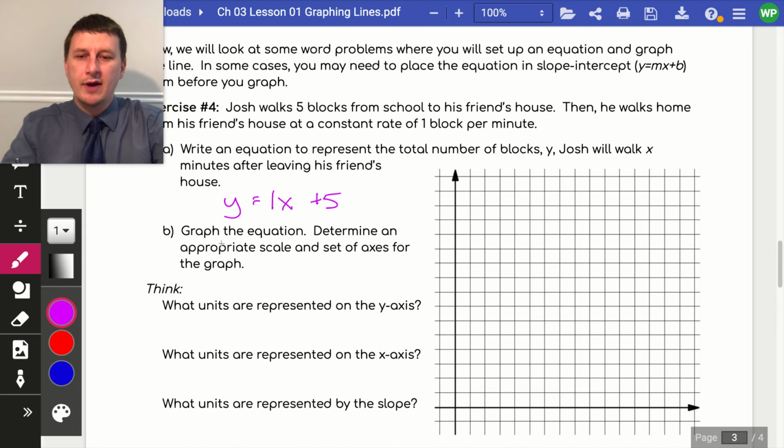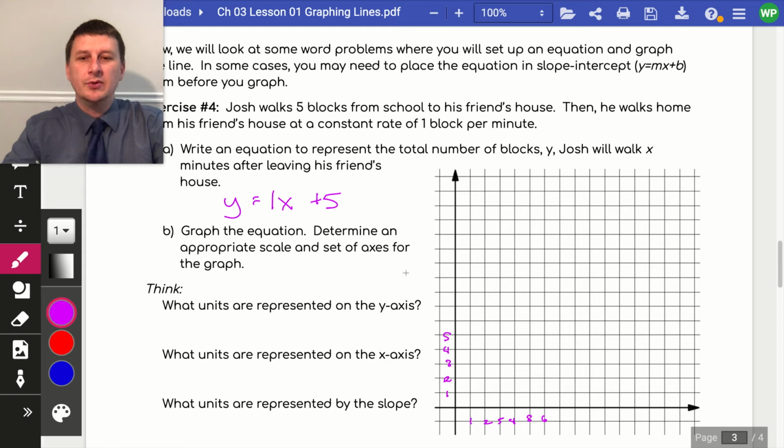Okay, graph the equation. Determine an appropriate scale and set of axes for the graph. Well, it looks like if I'm just using 1 and 5 as my y-intercept, an appropriate scale and set of axes for this graph would be just going up by 1s. So I'm going to go up by 1s here, and I'm going to go up by 1s on my y-axis as well.